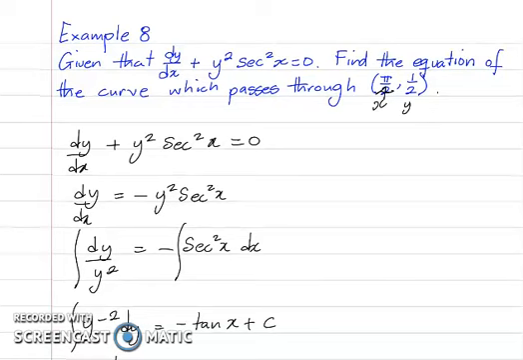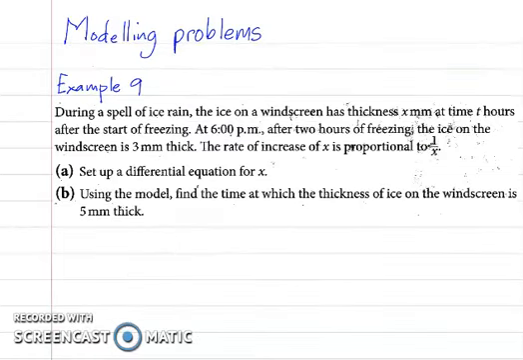All right. Let's see if we can have a quick look at example 9. Modeling problems. Example 9 says, during a spell of ice rain, the ice on a windscreen has thickness x millimeter at time t hours after the start of freezing. At 6 p.m., after 2 hours of freezing, the ice on the windscreen is 3 millimeters thick. All right, so I'm going to make a note of that because it sounds important.